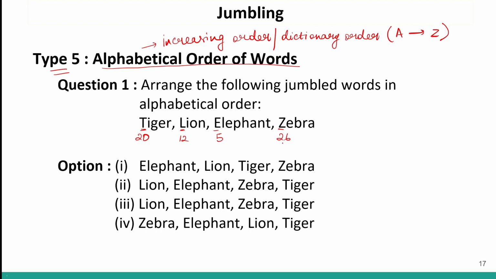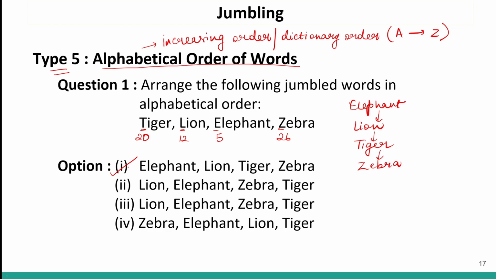So logically, in a dictionary, the first word will be elephant, right? Then the second word will be lion. The third word will be tiger. And the fourth word will be zebra. So logically, it will be elephant, lion, tiger, and then zebra. This will be the logical order. This is given in option number 1. So our answer will be elephant, lion, tiger, zebra. Option number 1 is the correct answer.